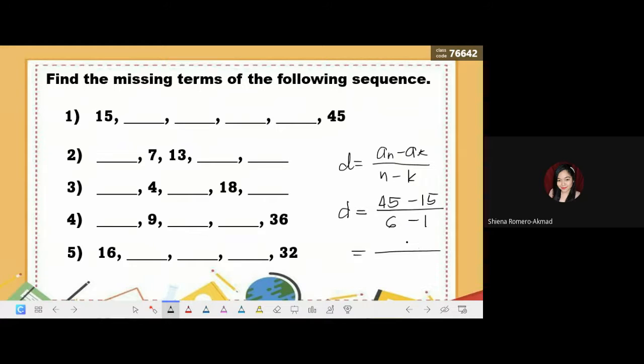So 45 minus 15 is 45 minus 15, Ashley. 30 po. Divided by 5. Okay, so 30 divided by 5 is 6. So the difference here is 6. Plus 6, 21. Plus 6, sige, pakituloy nyo na. Pakituloy na sa in-call messages.